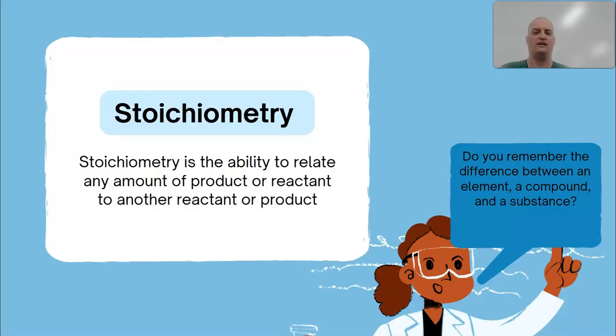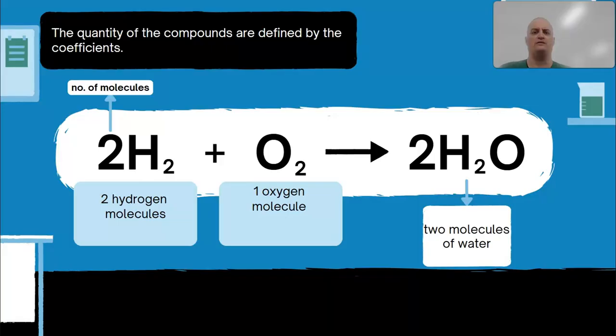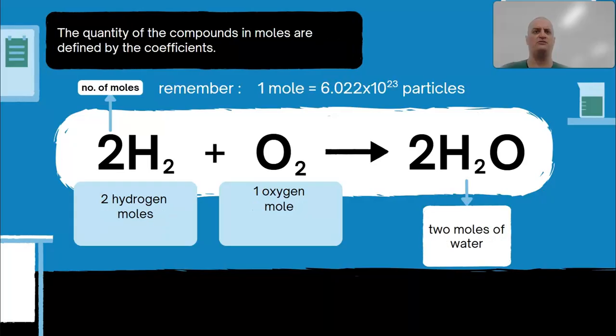thing. Think about the difference between an element, like chlorine, a compound, like NaCl, and a substance, which can kind of be any one of those, just as we go throughout. Originally, we've talked about the quantity of compounds being defined by the coefficients. So, 2 hydrogen molecules and 1 oxygen molecule makes 2 molecules of water. We've talked about this in a singular fashion, but we can't even see molecules. So, we can relate this to moles.